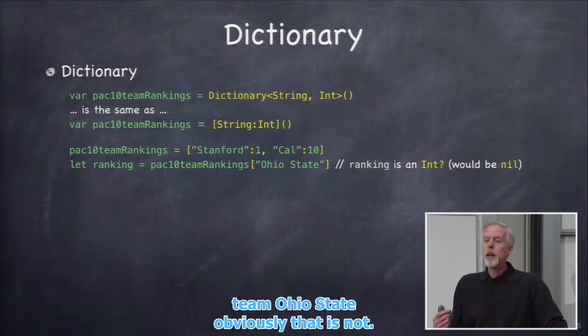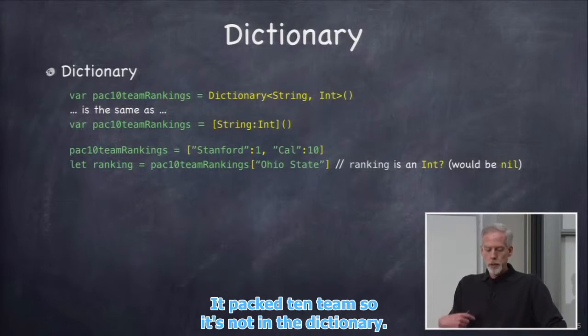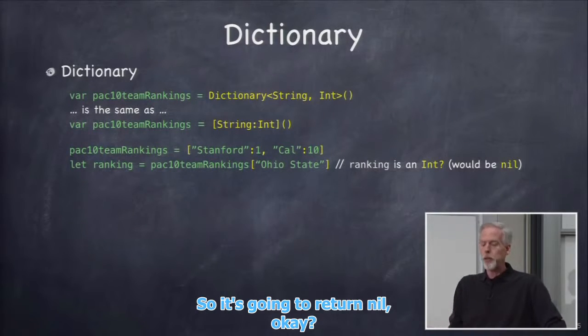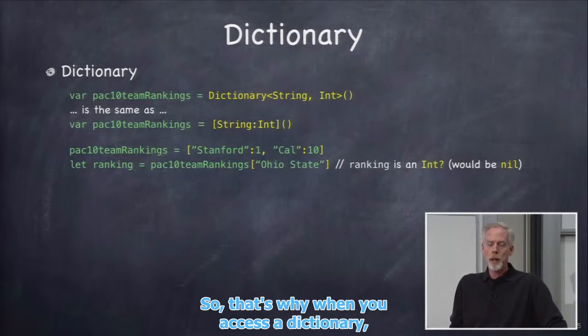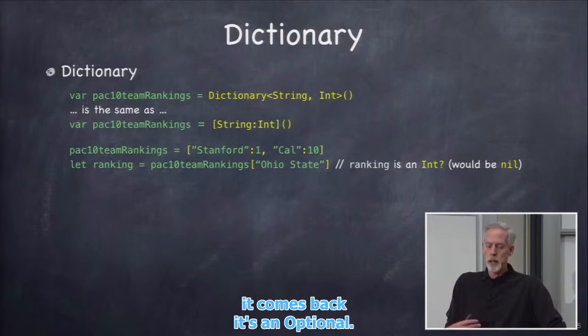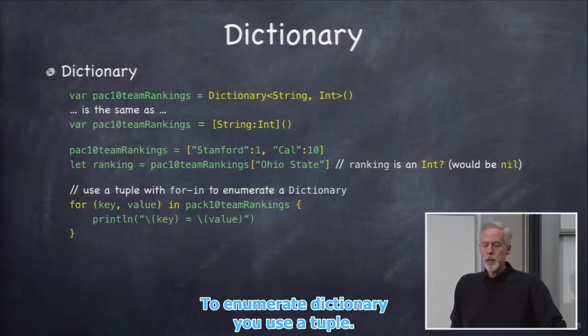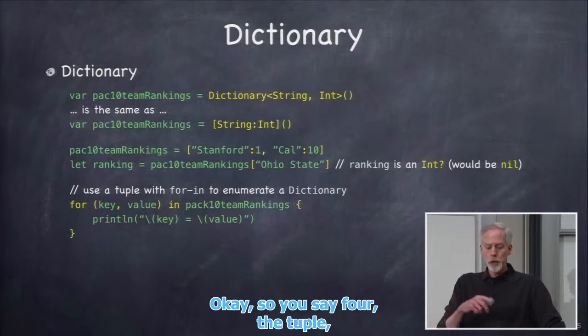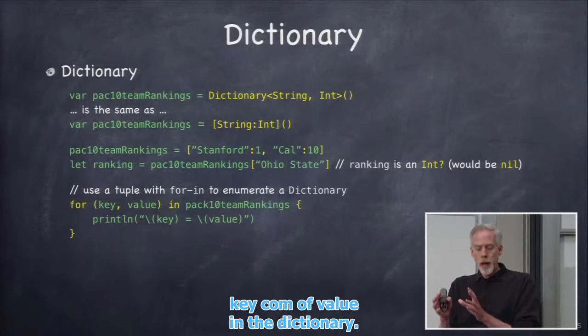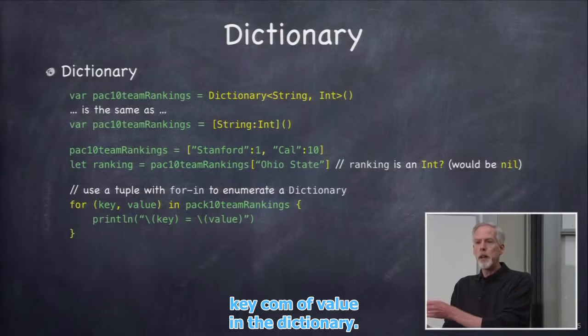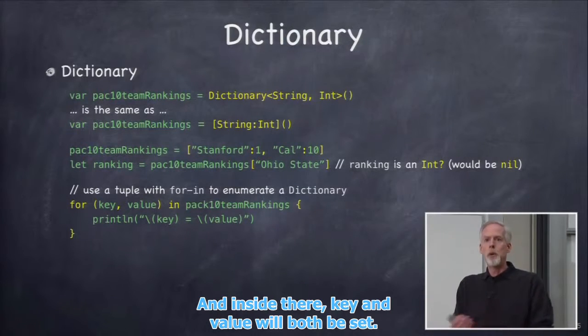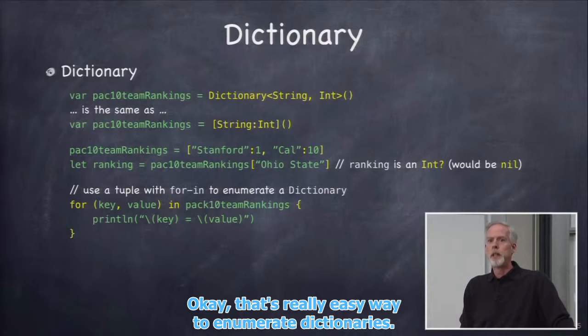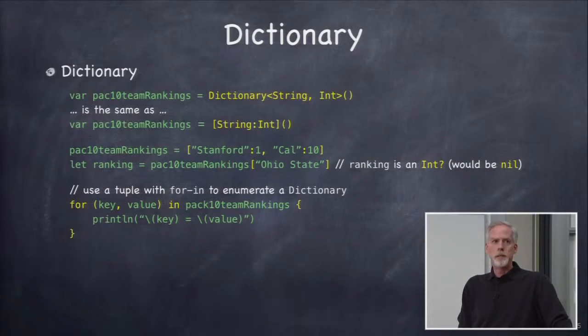Obviously, that is not a Pac-10 team, so it's not in the dictionary, so it's going to return nil. Okay, so that's why when you access a dictionary, it comes back as an optional. To enumerate a dictionary, you use a tuple. You say for the tuple key, value in the dictionary, and then inside there, key and value will both be set. So that's a really easy way to enumerate dictionaries.